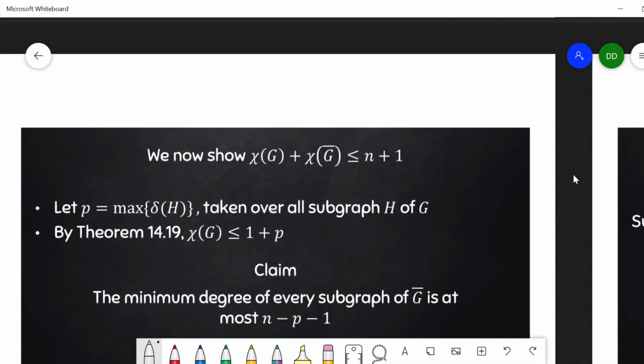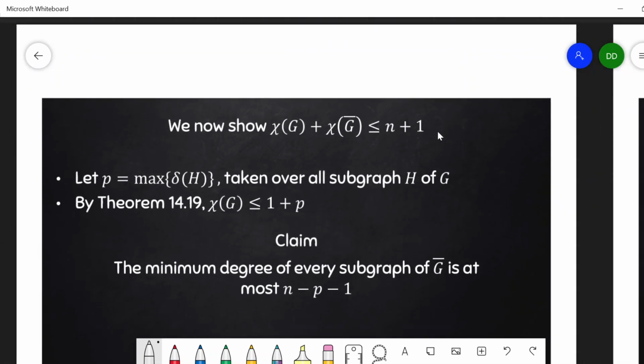And for this, we'll first show this upper bound and then use that geometric-arithmetic mean property to deduce the product. All right, so why is this true? Well, we're actually going to use theorem 14.19, that the chromatic number of G is less than or equal to 1 plus P, where P is the maximum over all subgraphs H of G of the minimum degree. So P is the maximum of all the minimum degrees over all subgraphs.